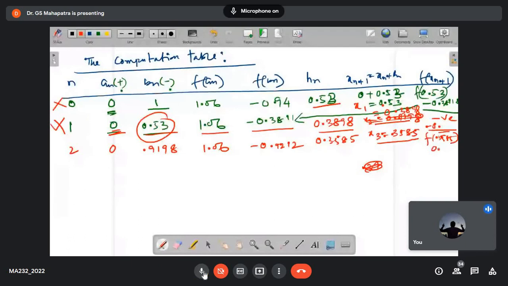0.035 positive. Okay. So positive means you have to replace this one, the positive one. So in 3, it should be replaced by 0 point. Oh, you have considered this one also, no? 0.9198, correct? Okay. So all will change. This one also will change. Here itself I will change, no problem.